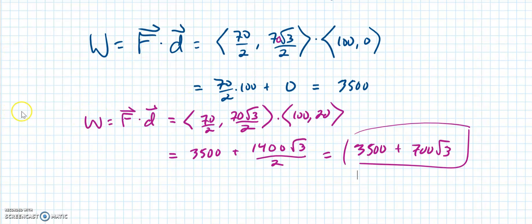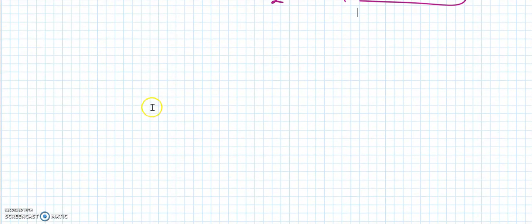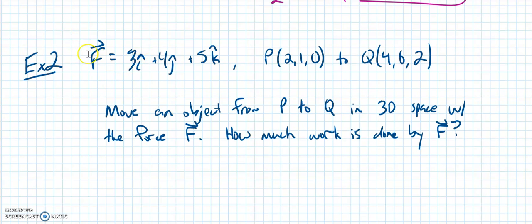So let me give you one more example. I'm going to write it out. Okay, so this one's sort of abstract, but it is three-dimensional. Say I've got some force 3, 4, 5, so 3i hat, 4j hat, 5k hat, and I move an object from the point P (2, 1, 0) to the point Q (4, 6, 2) in 3D space with that force. And I want to know how much work is done by that force to make that movement.